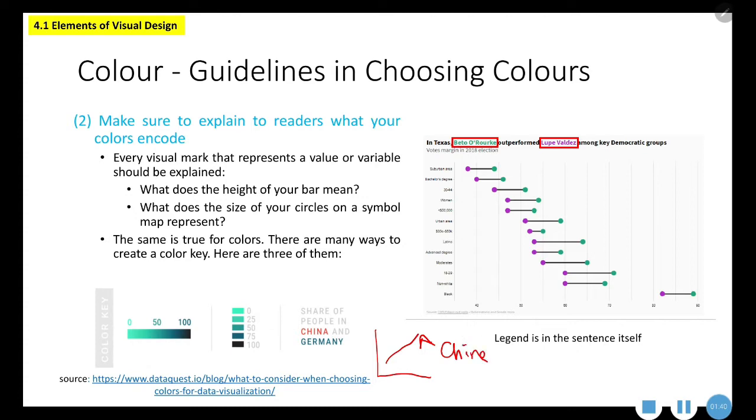So we can also, in this graph, use the legend. The legend can actually be represented by the sentence itself, for example, in the title of the chart. It says, "In Texas, Beto O'Rourke outperformed Lupe Valdez among key Democratic groups." So it represents the name of the group or team by colors. This color represents the team. There are many ways to represent the color, but make sure you explain to the reader what your color encodes.